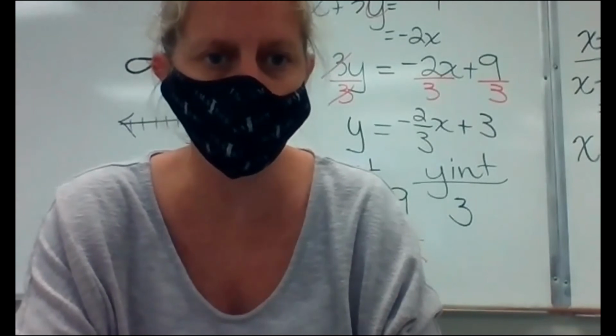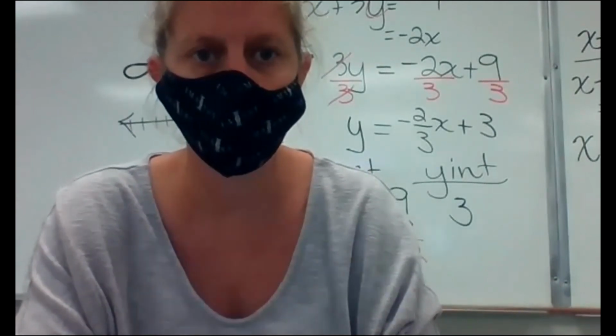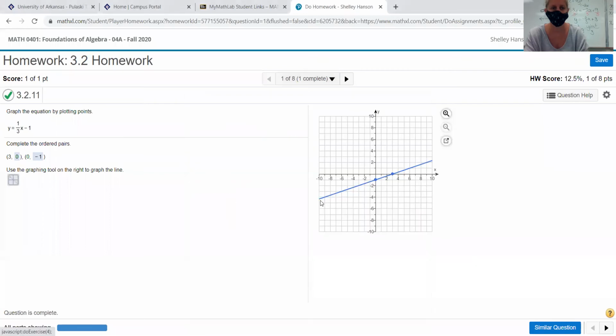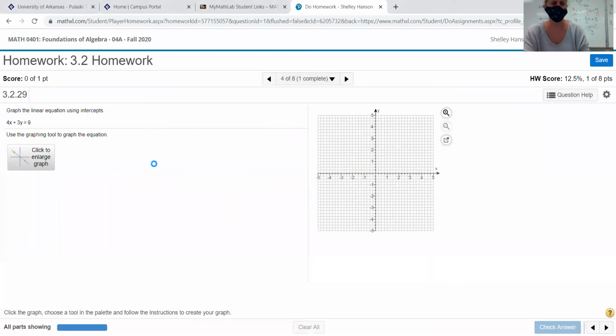Let's see, that's number 4. Yeah, the same thing is going to happen. So I'm going to work this one: 4x plus 3y equals 9. All right, I'm going to stop sharing so y'all can see me, and then I'll come back in a minute and plot this.